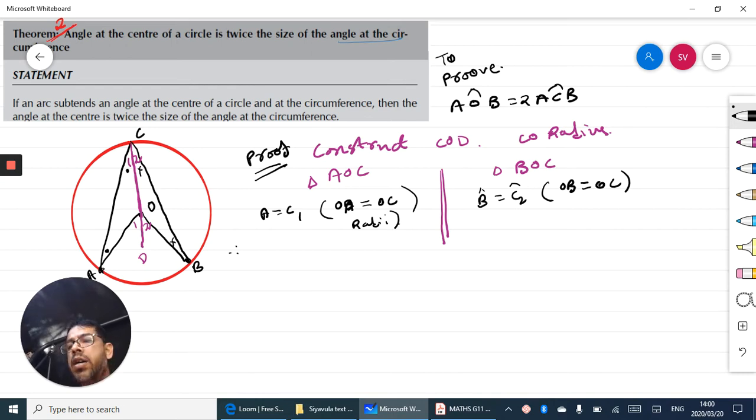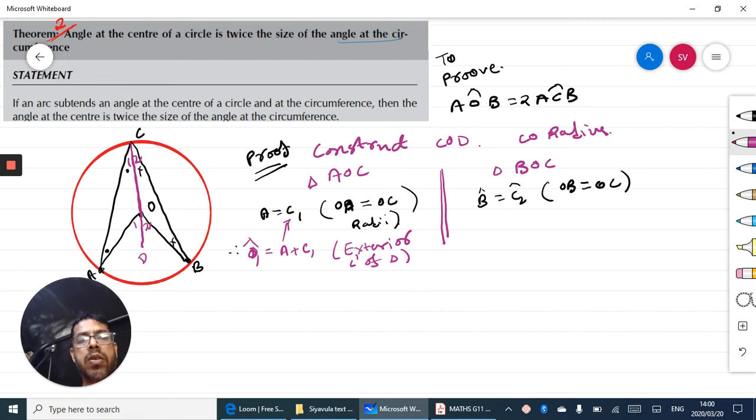If I use my knowledge of grade 8, which says the exterior angle, which is O1 in this case, I can say it's A plus C1, exterior angle of a triangle. Just now I have proved angle A equals angle C1, so I can replace angle A with C1. That gives me 2C1. So in short, O1 is equal to 2C1.